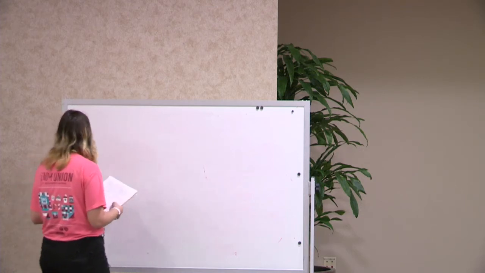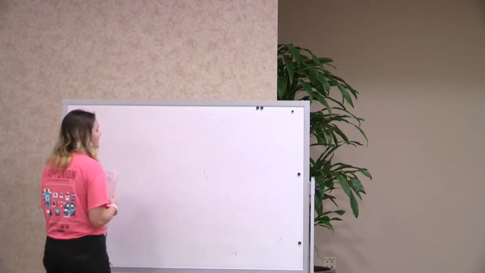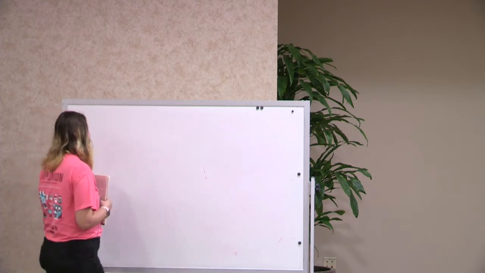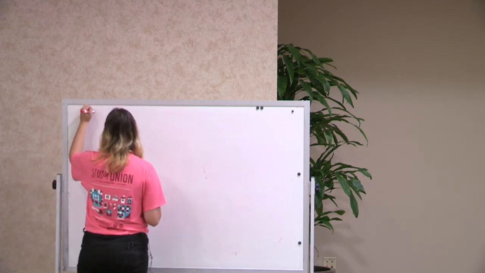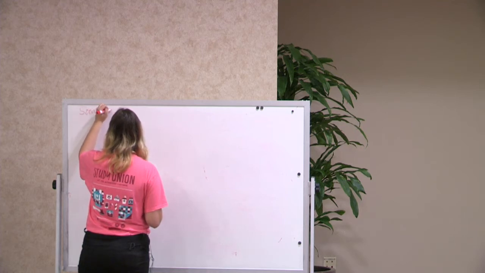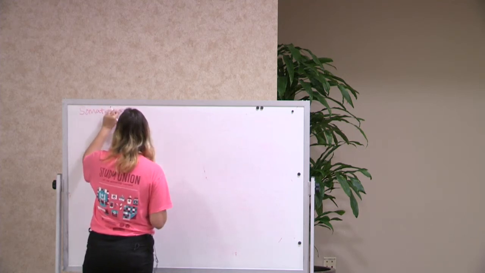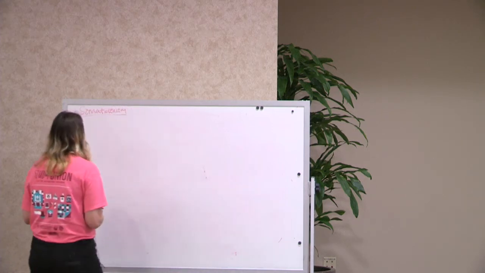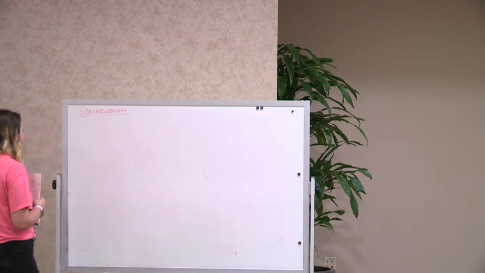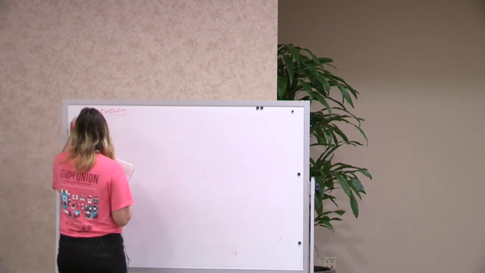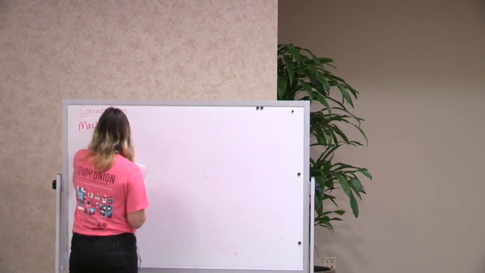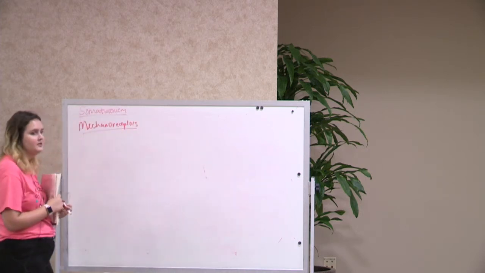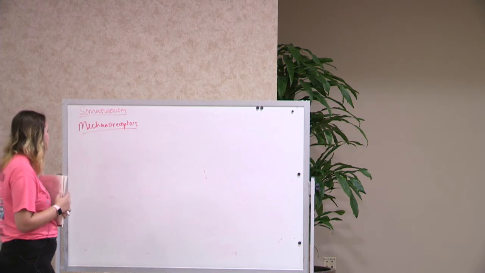So your somatic sensory is basically for touch, pain, vibration. Somatic sensory. So one part of your somatic sensory is your mechanoreceptors. And these receptors are on your skin, and they're for touch and vibration.